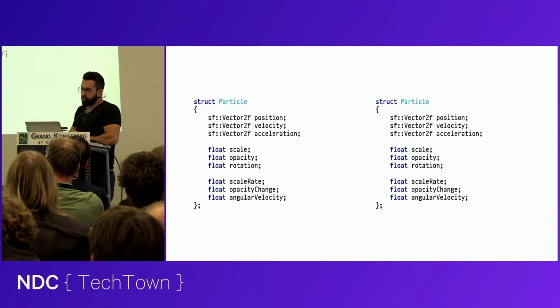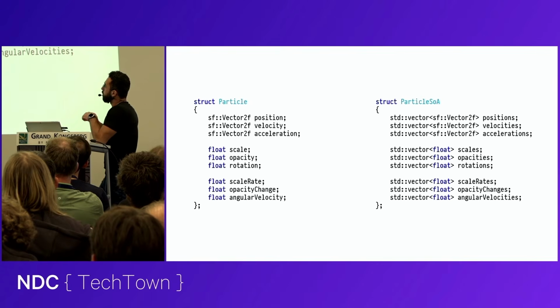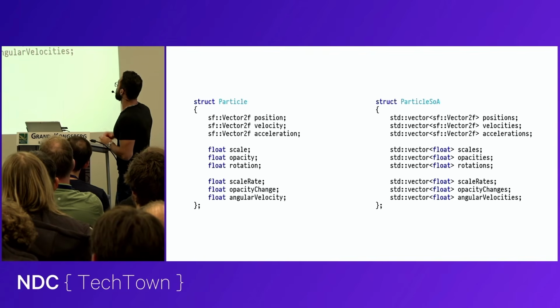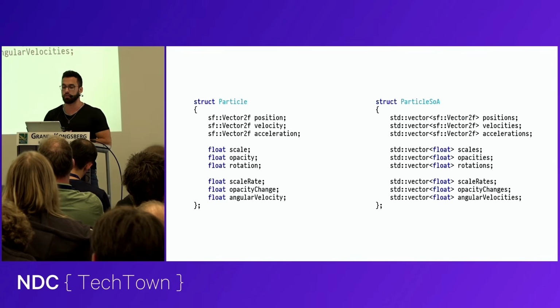But basically, instead of having a particle like this, we're going to perform this transformation, where we're not going to care about an individual particle anymore. We're going to care about a collection of particles. And instead of having fields individual to each particle, each field is going to be a collection of all the positions, all the velocities, all the accelerations, and so on.